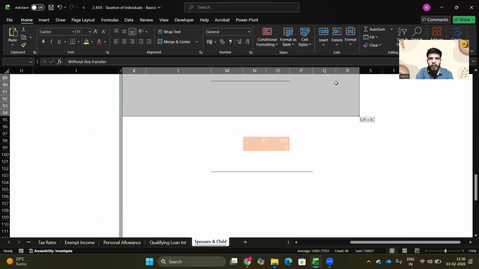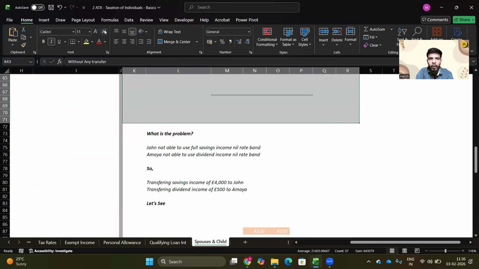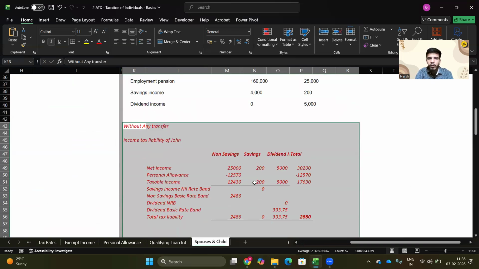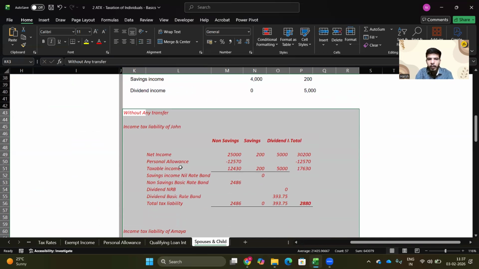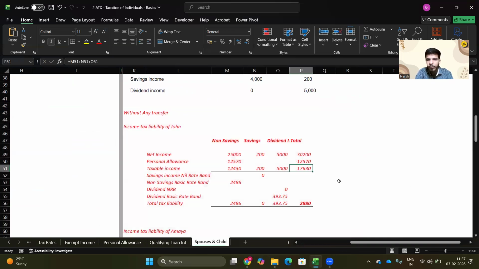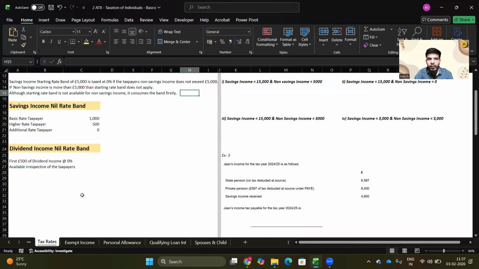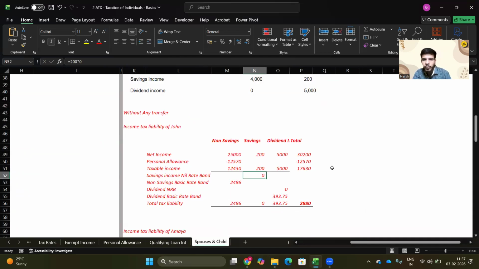So the first example is how these things work when you do not make any election to transfer anything. We got the net income and applied the personal allowance, so £17,630 was the taxable income after applying personal allowance. We used our savings income nil rate band, which is £1,000 for a basic rate taxpayer and £500 for a higher rate taxpayer. So only £200 is utilized.